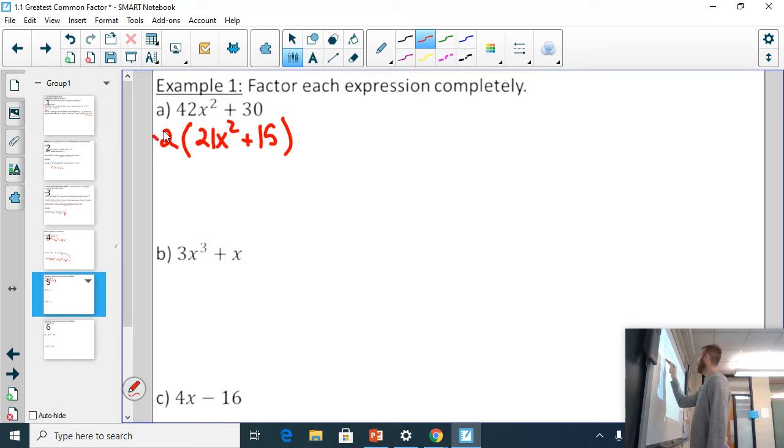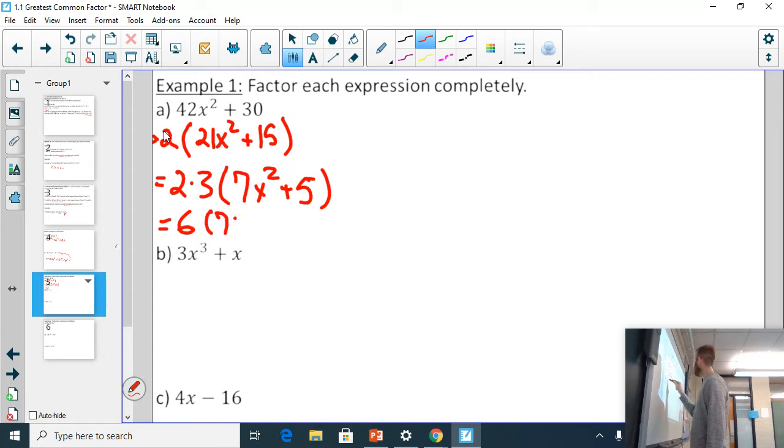So what can I pull out of 21 and 15? We did this earlier, right? We could pull out a 3. And keep in mind, we're multiplying here. So then 3 times what is 21x squared? And that'll be 7x squared. And then 3 times what is 15? And that'll be 5. And then we can do the 2 times 3 out front, which is 6 times 7x squared plus 5.